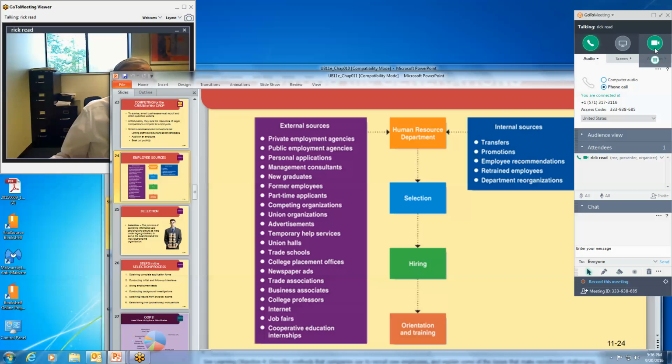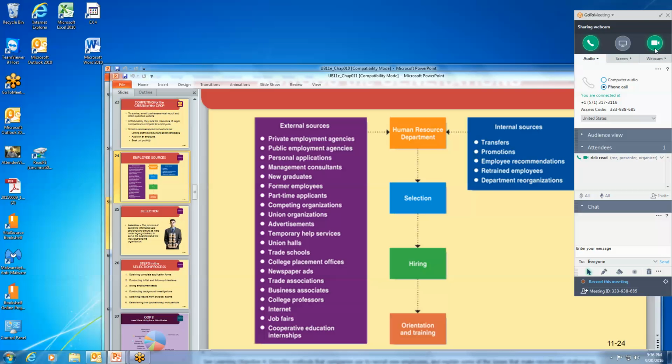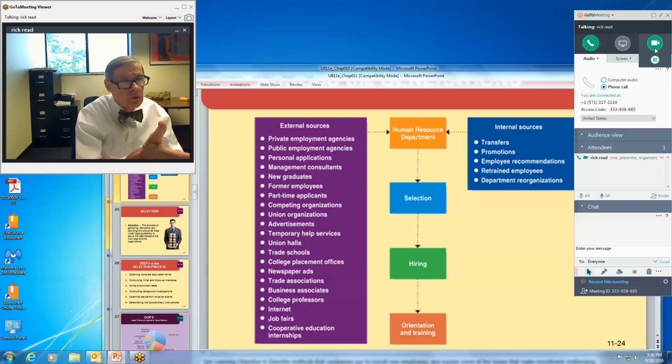Now, this is recruiting from external resources, and I'm sure that you don't see this slide too well. So it's best if you look at figure 11.4 on page 308. This talks about external resources, internal resources, and then selection, hiring, and then orientation.